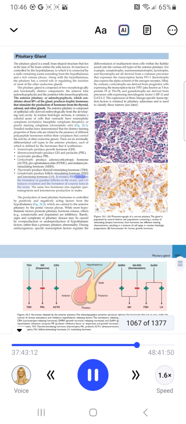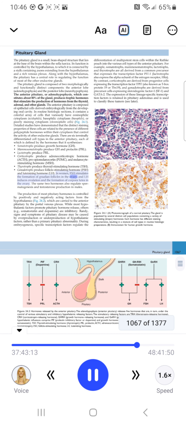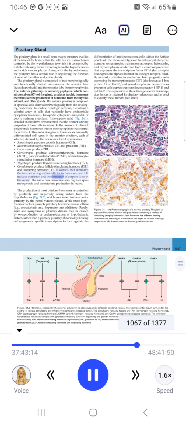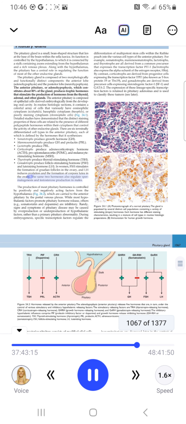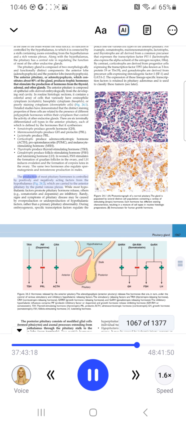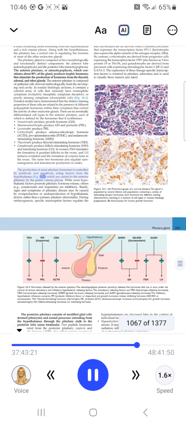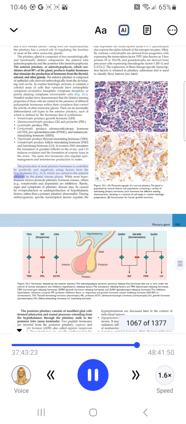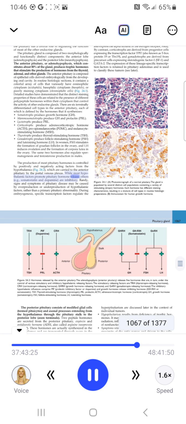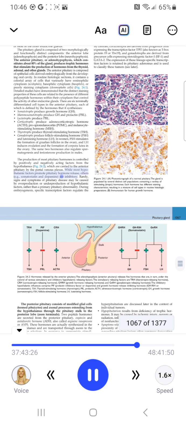In women, FSH stimulates the formation of Graafian follicles in the ovary, and LH induces ovulation and the formation of corpora lutea in the ovary. The same two hormones also regulate spermatogenesis and testosterone production in males. The production of most pituitary hormones is controlled by positively and negatively acting factors from the hypothalamus, figure 24.2, which are carried to the anterior pituitary by the portal venous plexus. While most hypothalamic factors promote pituitary hormone release, others, e.g., somatostatin and dopamine, are inhibitory.